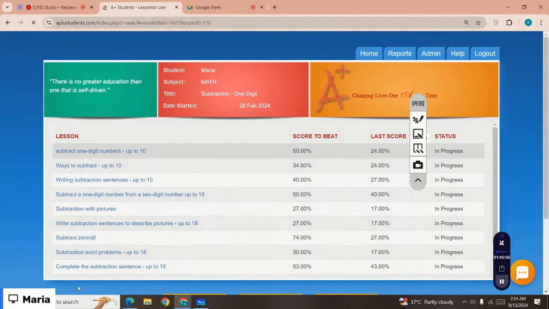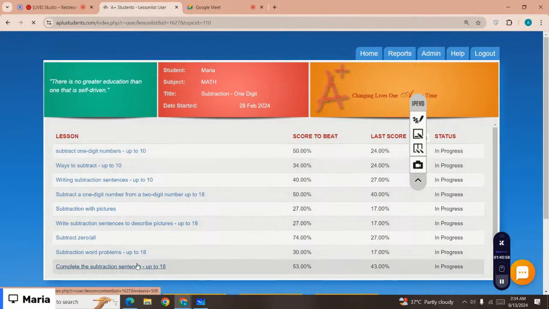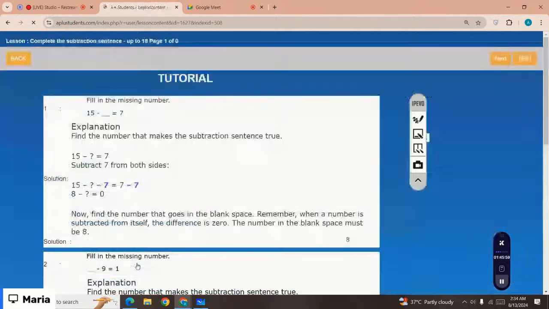The next lesson is complete the subtraction sentences up to 18. So let's just start with the lesson. So basically you need to find the missing number. Fill in the missing number. 15 take away missing number equals 7. So which number is missing?